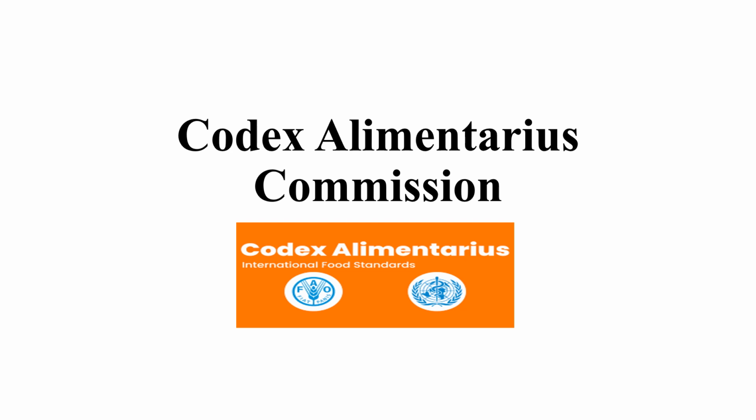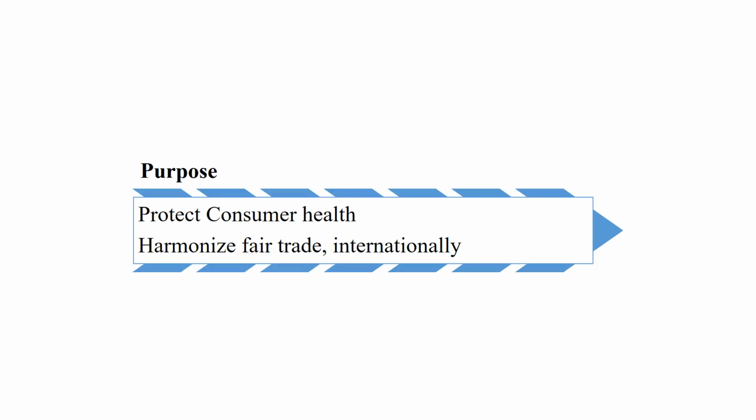The Codex Alimentarius Commission actually came into existence in 1962 by the joint venture of FAO and WHO, and they provided a set of guidelines, regulations, or standards that are internationally accepted. The purpose is to protect consumer health and harmonize fair trade internationally.